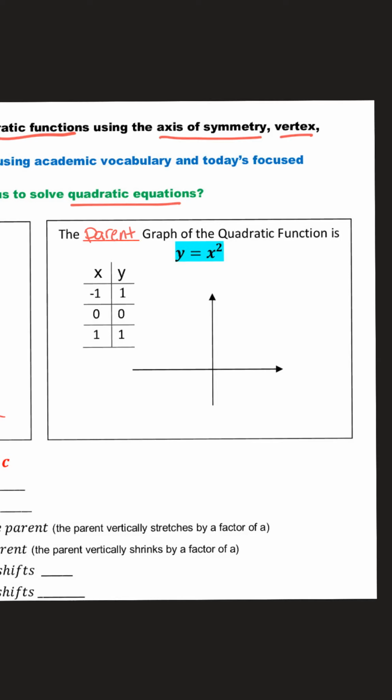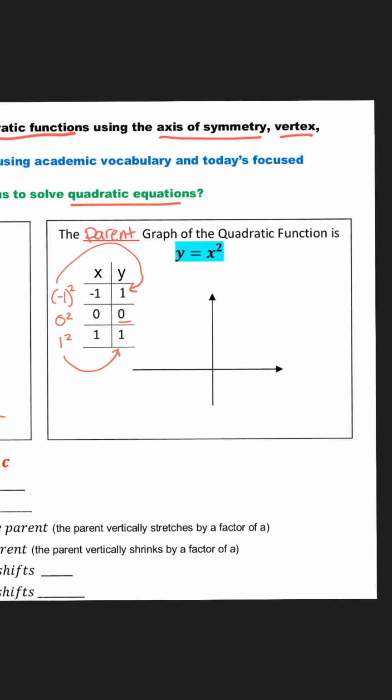If I plug -1 in for x, I get -1 squared, which equals +1. If I plug 0 in for x, I get 0 squared, which equals 0. And if I plug 1 in for x, I get 1 squared, which equals 1. So this is the same every single time for the parent function.